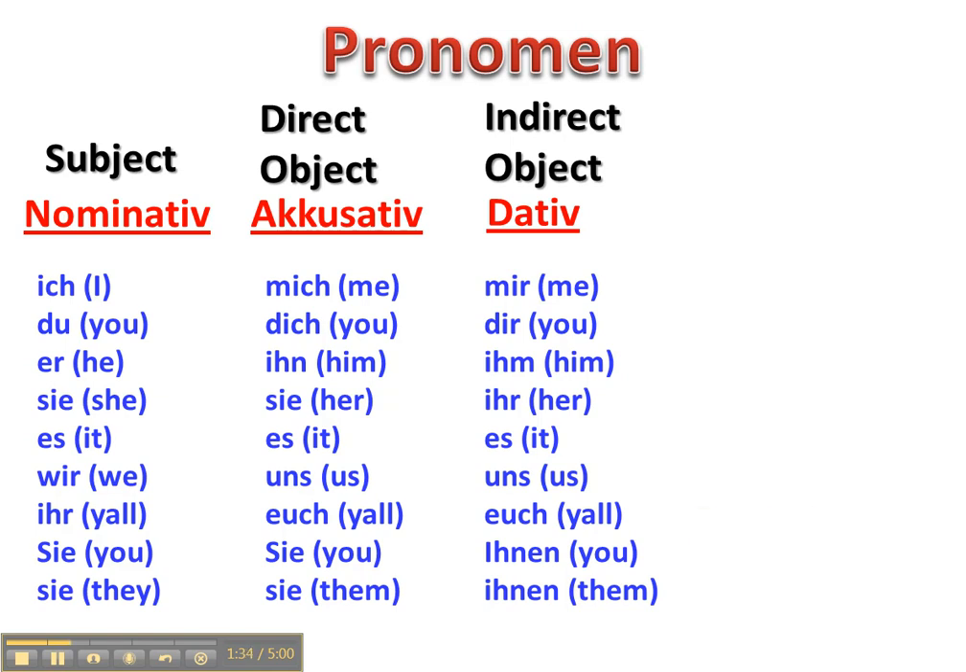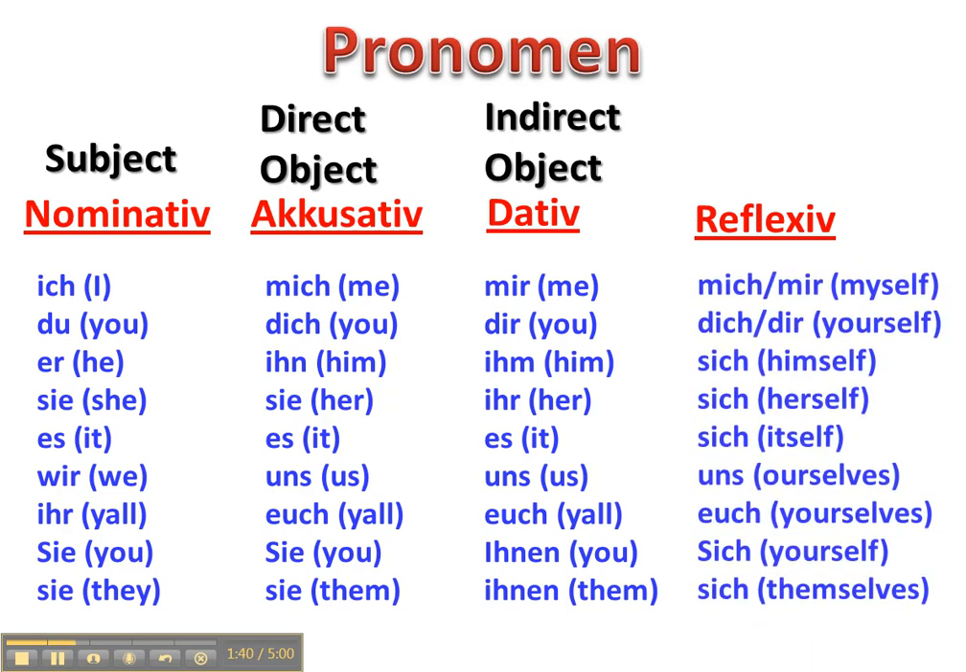And then finally, reflexive pronouns. Reflexive pronouns simply reflect the subject. In English, we accomplish this with the suffix "self." In German, it's mich or mir, depending on whether the reflexive pronoun is in the role of the direct object, in which case it would be mich, or the indirect object, in which case it would be mir. And for more help on that, review our video on reflexive pronouns.